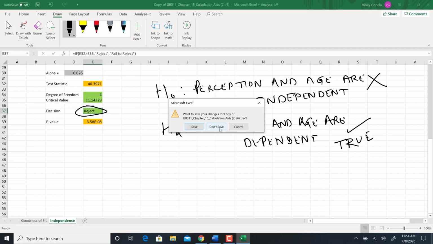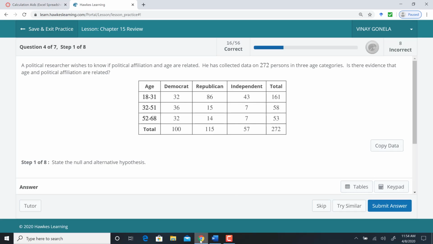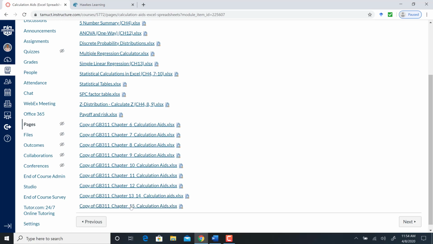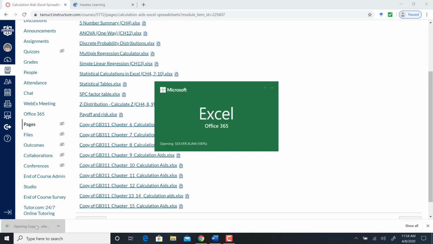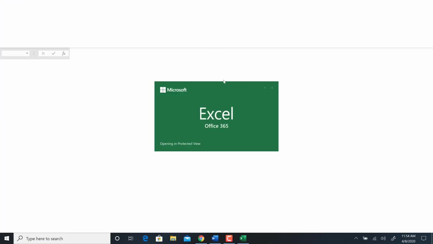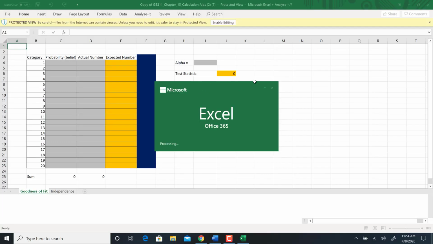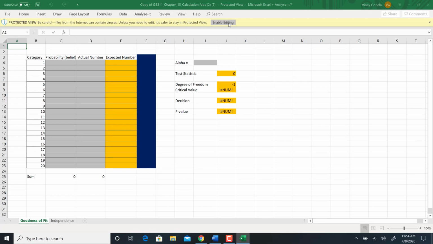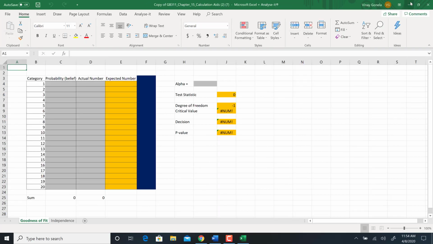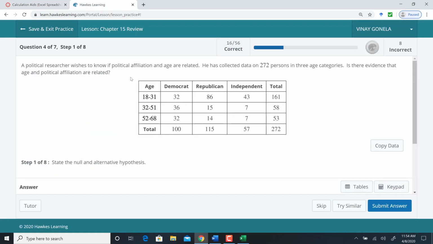I will again download a new calculation aid, because I write on it. So I will go to our Canvas page, and in calculation aids, I will do chapter 15 calculation aids. You can use the same sheet again and again. I'm just downloading it because I'm writing on it.